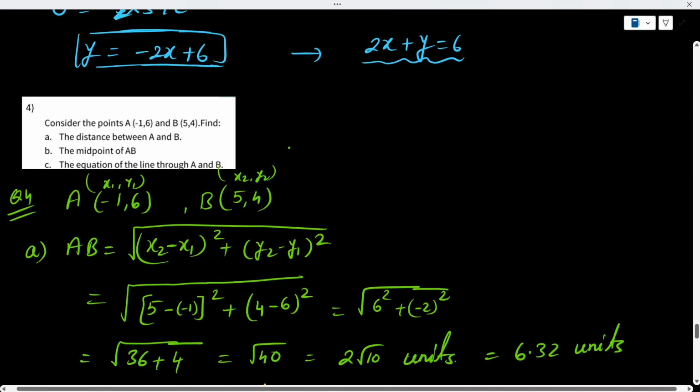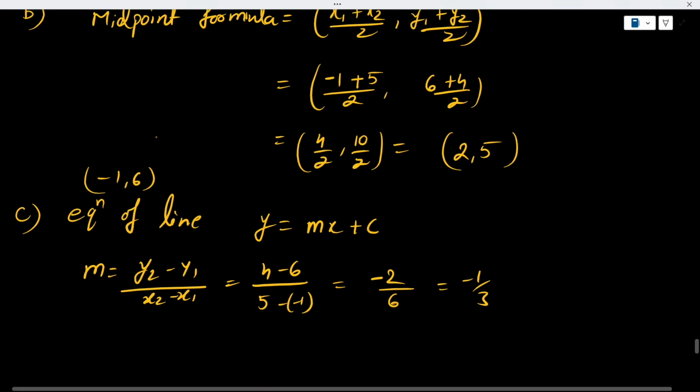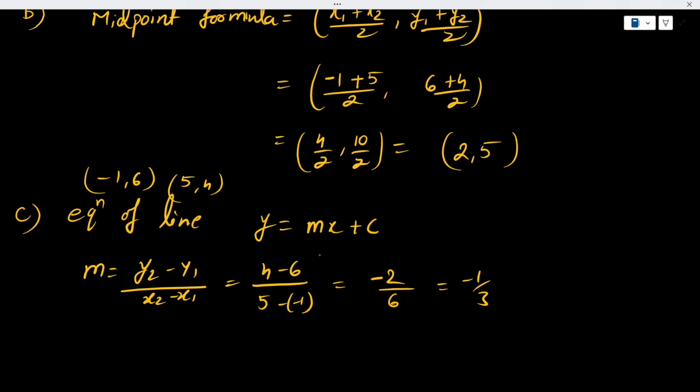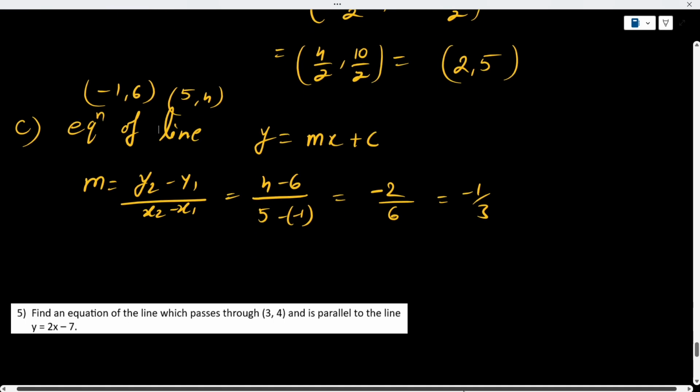And what is the other coordinate here? 5 comma 4. Okay, make sure you are substituting the correct value. So 4 minus 6 and 5 minus 1, it is going to be 2 minus 2 by... it's a negative gradient. And how are you going to get the equation of the line?